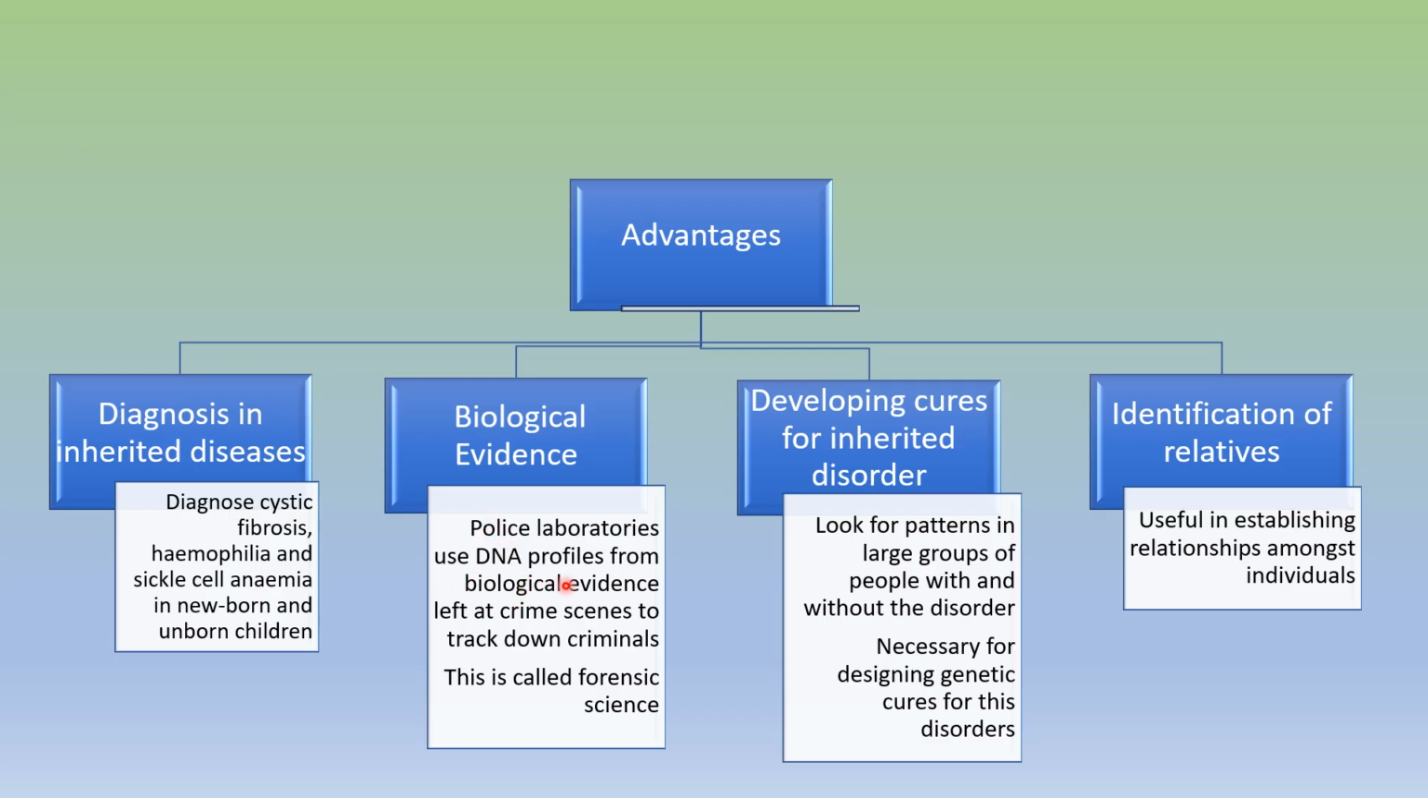Police laboratories use DNA profiles from biological evidence to track down criminals, and this is what we call forensic science. This is like the CSI sort of things that they do. Developing cures, they look into patterns in large groups of people with and without the disorder, and this is necessary for designing genetic cures for this disorder. It is also useful in establishing relationships amongst individuals, like paternity tests, someone that was burnt beyond recognition, or someone whose remains were left behind. So it really helps in these aspects.